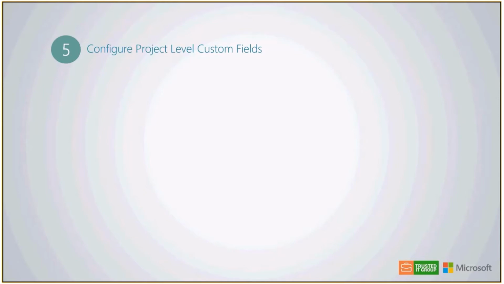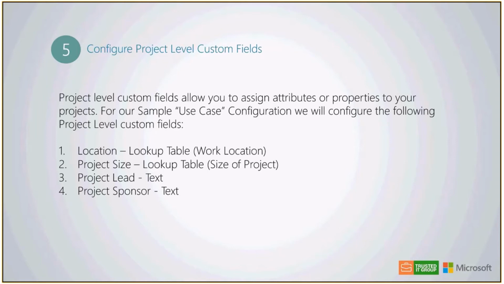Okay, moving on to step 5. Step 5 is when we talk about project level custom fields. Project level custom fields allow you to assign attributes or properties to your projects. So for example, in a use case configuration, we're going to configure the following project level custom fields. Again, for the location, we're going to leverage the lookup table that we created called work location. We're just going to associate that. I'm going to show you how all this is done in the solution.